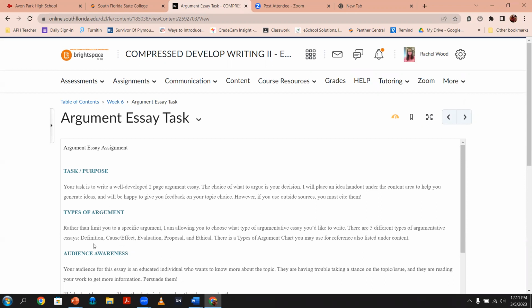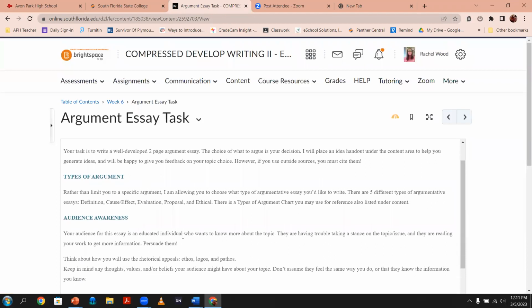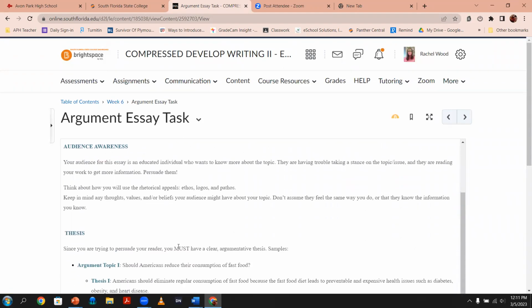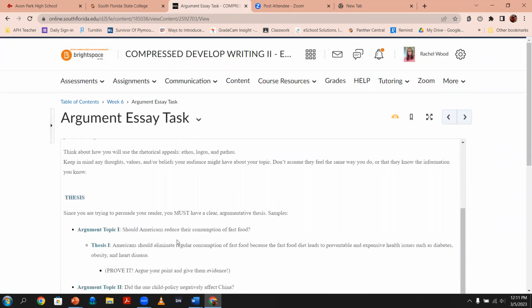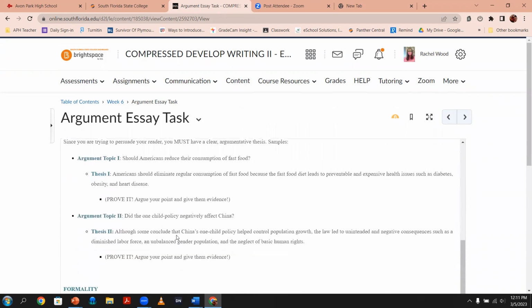You could write a definition argument, a cause and effect argument, a proposal, or an ethical argument. There's a types of argument chart that you may use for reference listed under content as well. Your audience is an educated individual who wants to know more about the topic. They're having trouble making up their mind on the topic, and they're reading your work to get a little bit more information.